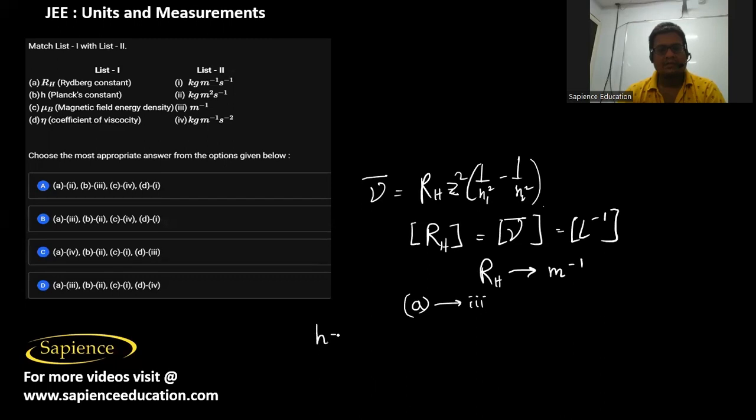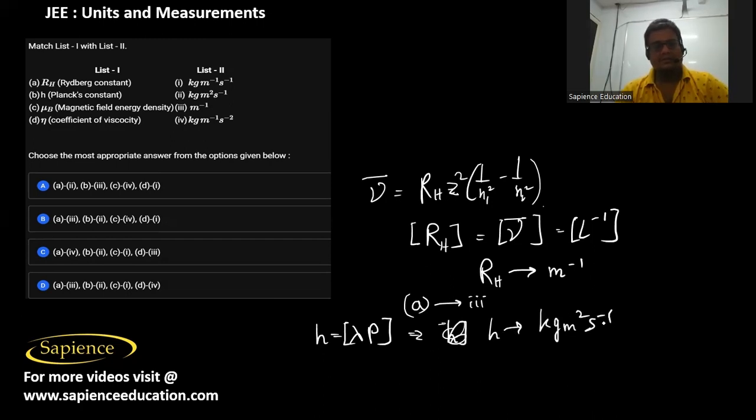And B, which is Planck's constant. As we know that lambda equals h by p, so h will be equal to p into lambda. So therefore, h, its unit will be kg meter square per second, since momentum unit is kg meter per second, and the SI unit of wavelength is meter, so it will be kg meter square per second. So B will match with 2.